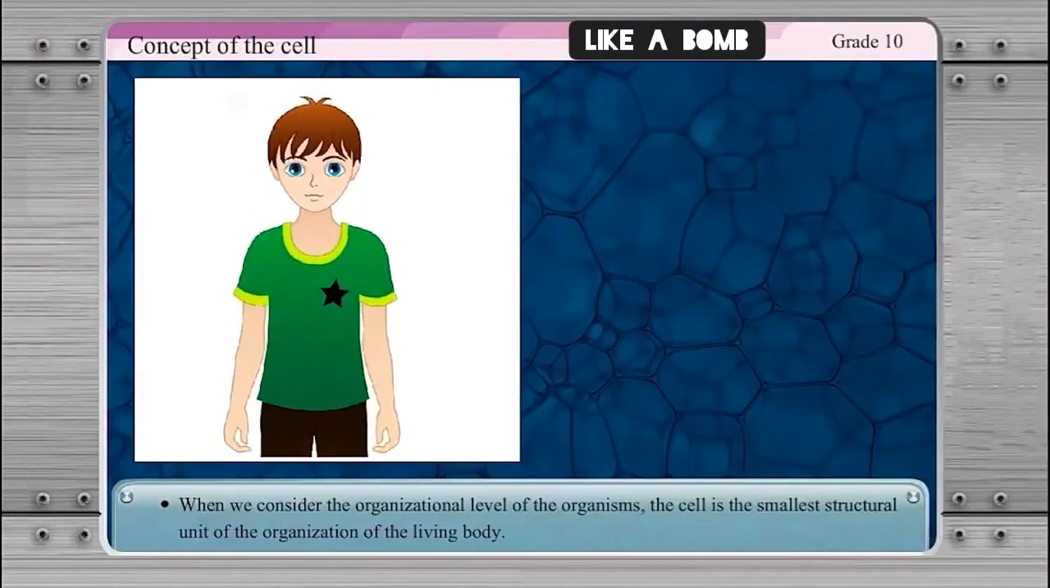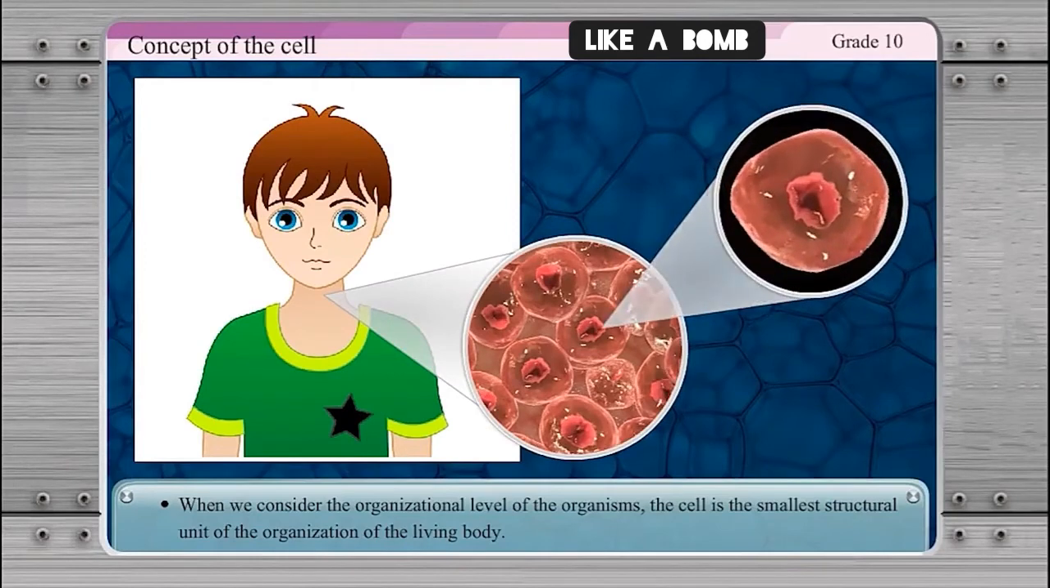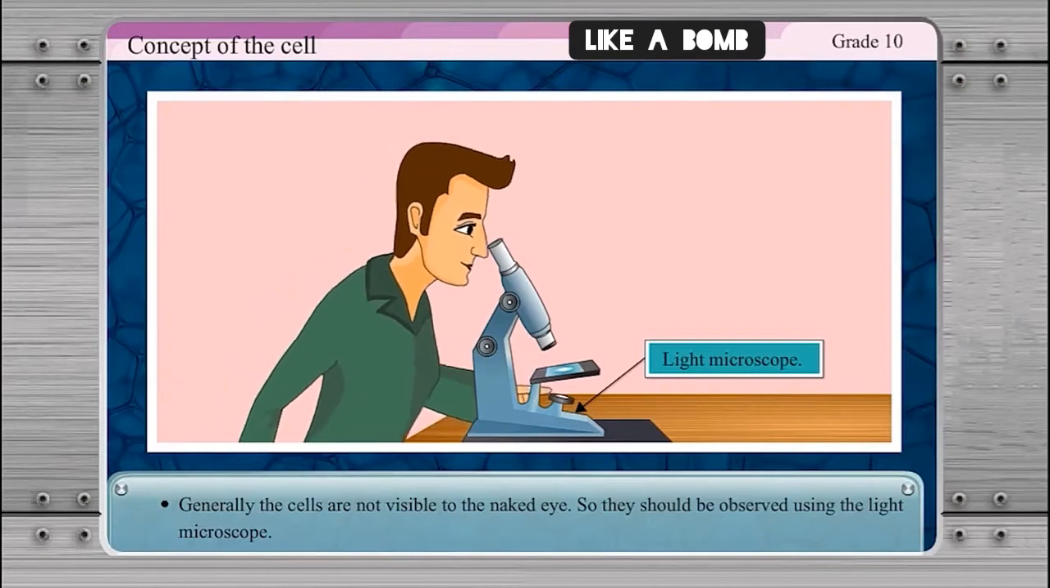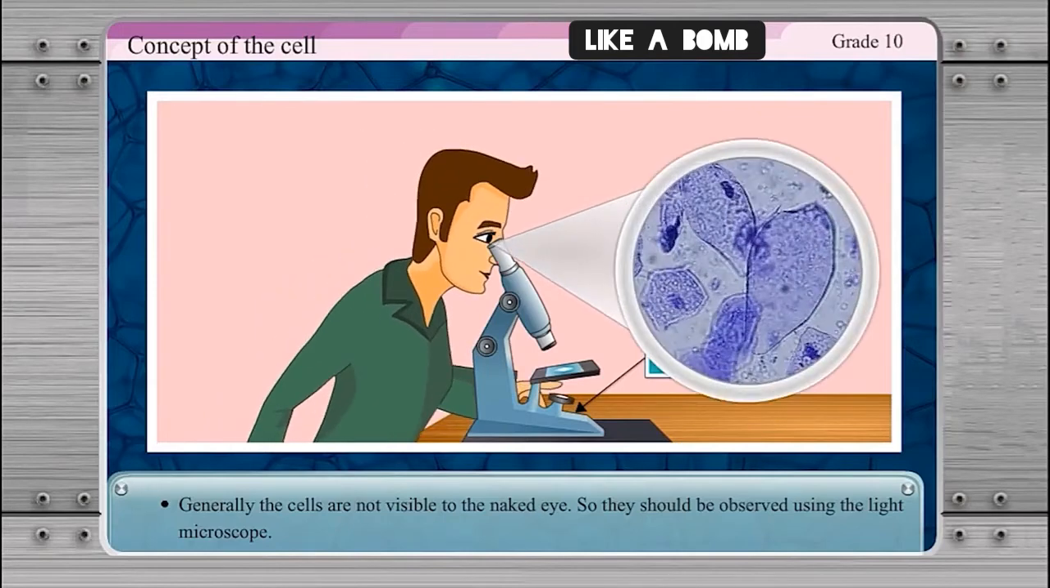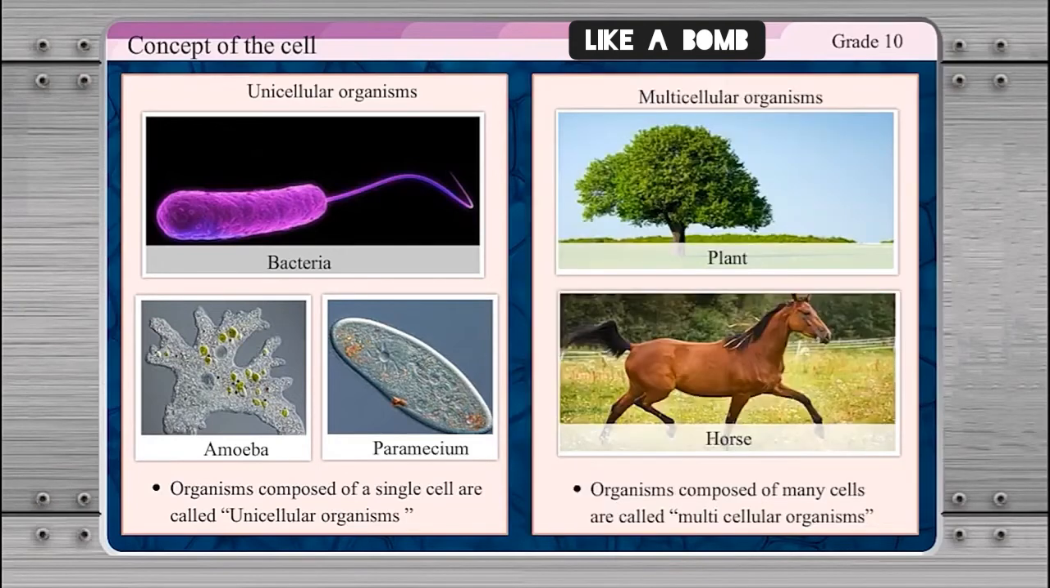When we consider the organizational level of organisms, the cell is the smallest structural unit of the organization of the living body. Except on a few occasions, cells are generally not visible to the naked eye, so they should be observed using the light microscope. Organisms composed of a single cell are called unicellular organisms. As examples of unicellular organisms, different types of bacteria, amoeba, and paramecium can be stated. Organisms composed of many cells are called multicellular organisms.